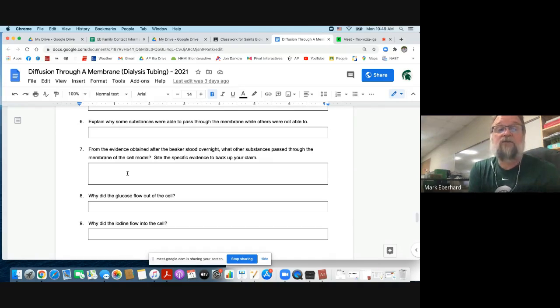Number 8, why did the glucose flow out of the cell? Oh, wait, I skipped 7. Let me go back. Number 7 is asking, what other substance may have moved? Water is what we're looking for.